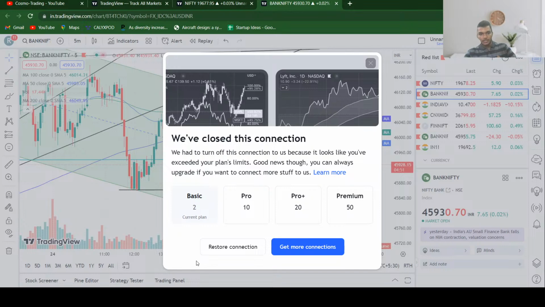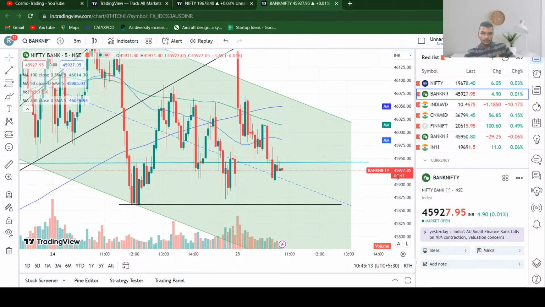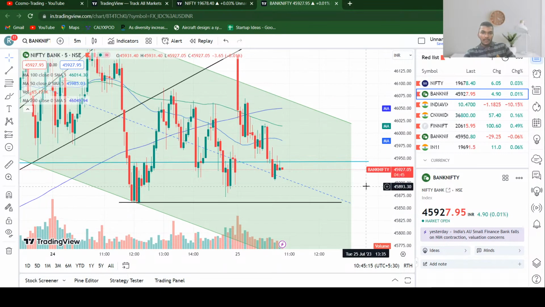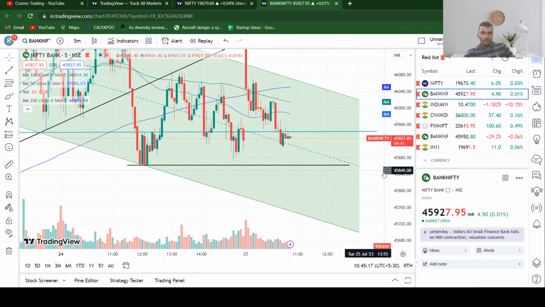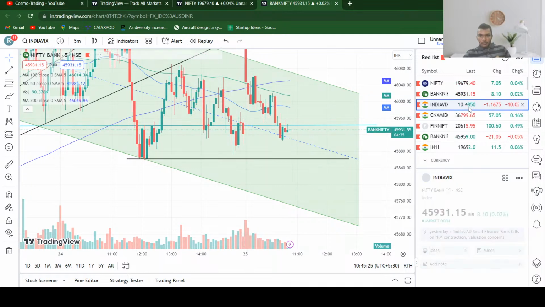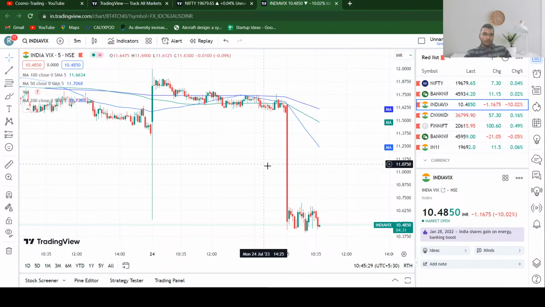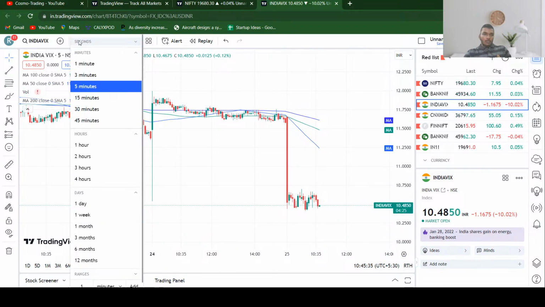So now I feel the momentum is coming slowly on the bear side. And even the India VIX is down right now around 10%. So if you look at the India VIX, it is down around 10%. So there is much more room on the upside.